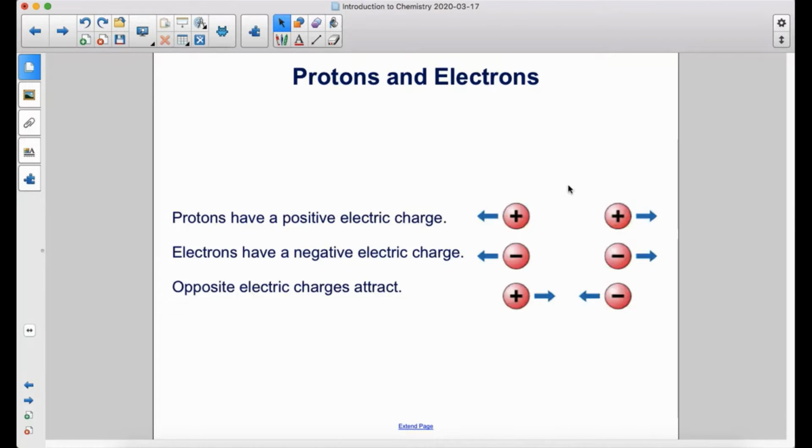Protons have a positive electric charge, electrons have a negative electric charge, and opposite electric charges attract, while similar electric charges repel each other.